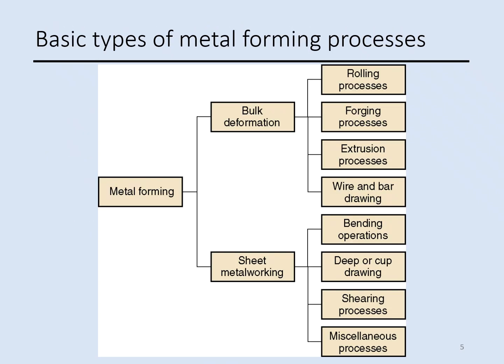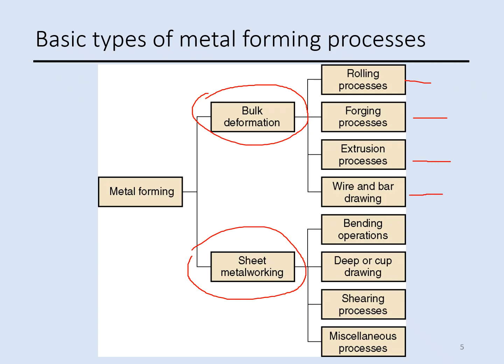In the metal forming processes, we have two categories. One is bulk deformation, and one is sheet metalworking. Under bulk deformation, we have four processes: rolling, forging, extrusion, and wire and bar drawing. Under sheet metalworking, we have bending operations, deep drawing, shearing processes, and other processes.